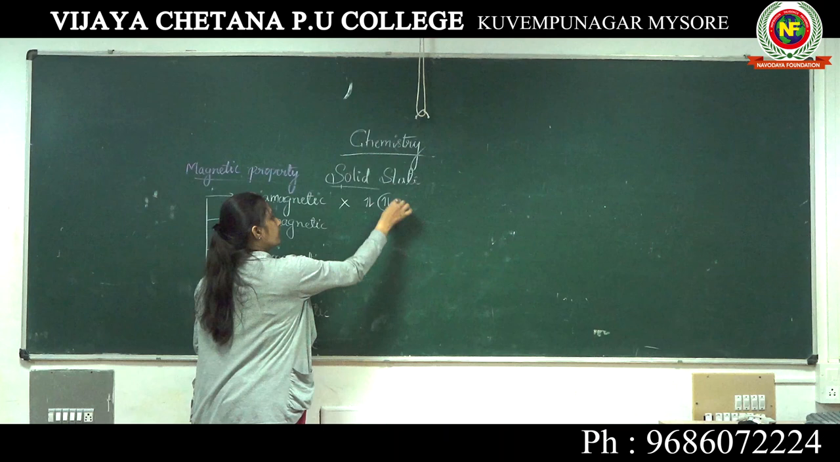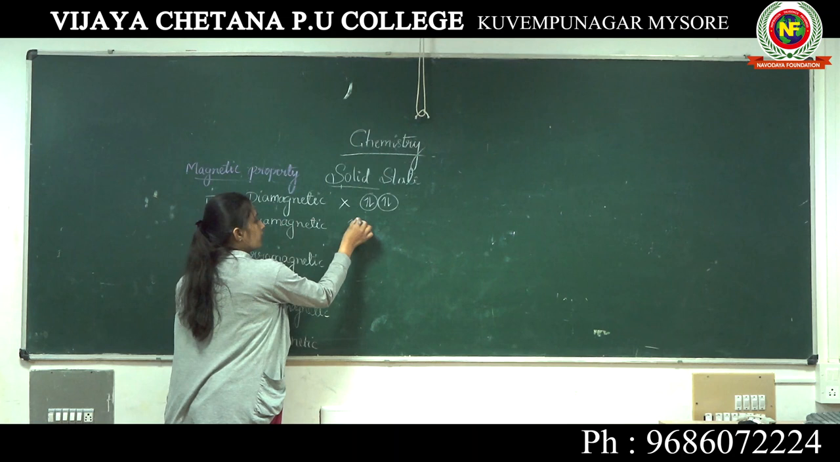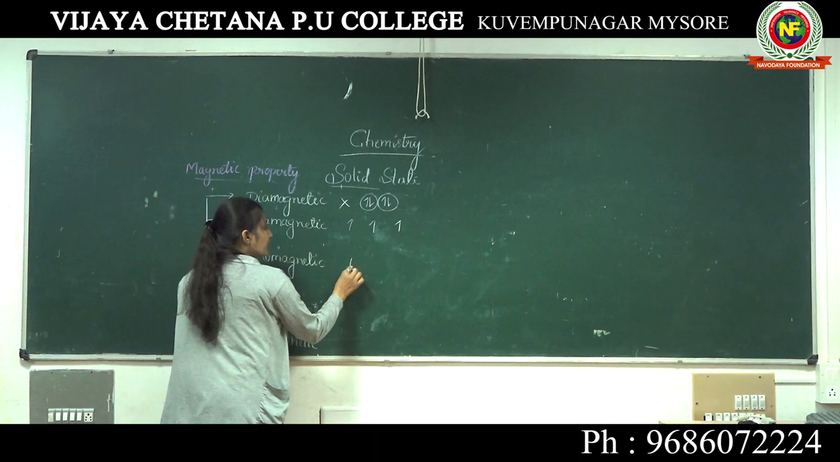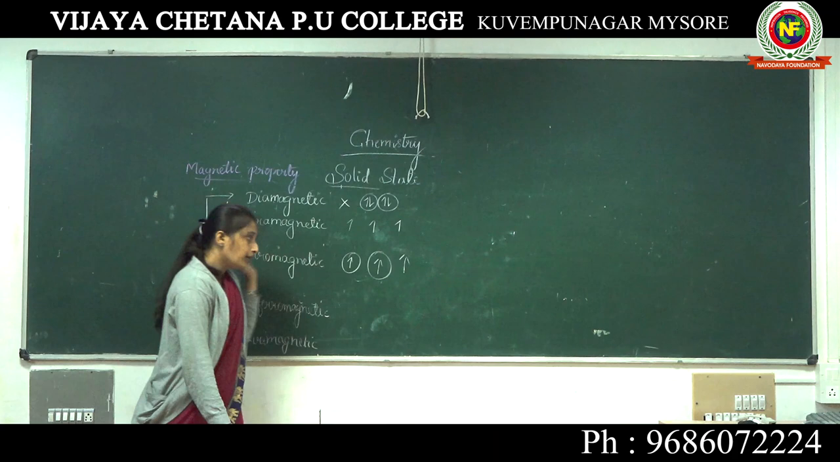Paramagnetic, it will show the magnetic property but intensity is less, weakly attractive. Why? Unpaired electron. I am not using the word domain here. But ferromagnetic, strongly attracted. Why? Because domains are regularly arranged. Once I remove the magnetic field, the regularly arranged domains remain as they are, intact.